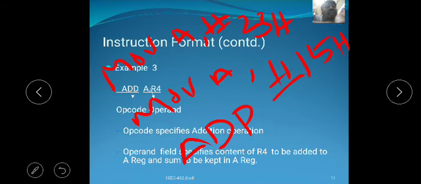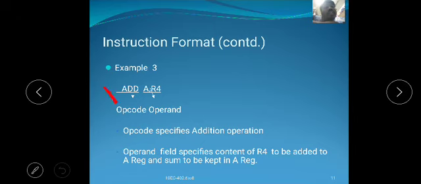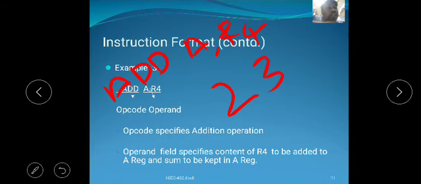Here add is the opcode, and A comma R4 is the operand. Here 23 and 15. After using this particular instruction, add A comma R4, the operation is performed, where A has 23 and R4 has 15. Then the operation is 38. In this way we are getting the answer in the accumulator.